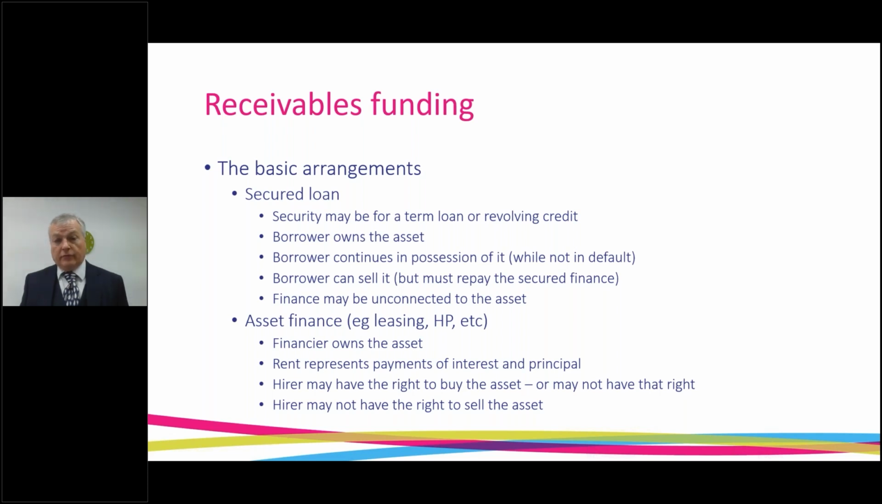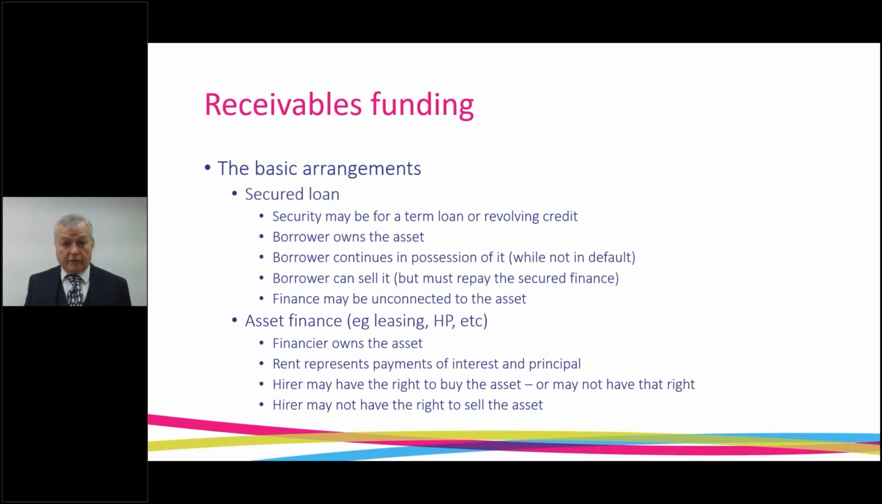Both term loans and revolving credit can be secured, and those sorts of secured arrangements are ones where the borrower, the bank's customer, continues to own the asset and they continue to have possession of it for as long as they're not in default under the finance agreement. And because the customer continues to own the asset that is pledged to the bank as security, they continue to have the right to sell it at their convenience. They'll have to pay the secured finance when they do so, but they do have the right to sell it.